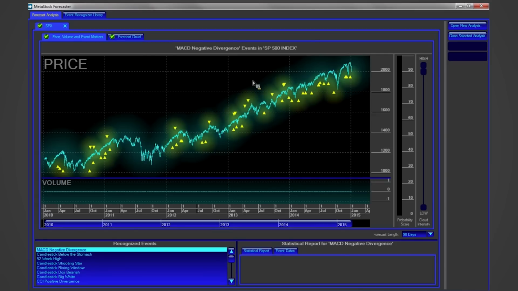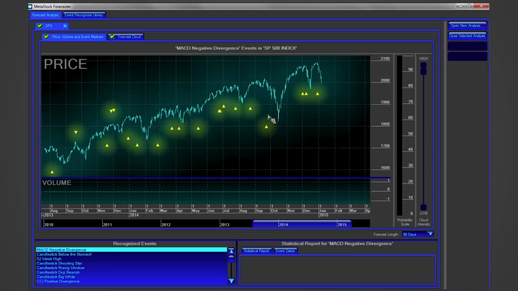So in this example right here, I'm looking at the .SPX, or the S&P 500 index. What this does down here is it looks at different technical signals. Right now it's looking at a MACD negative divergence. Let's zoom in here a little bit. These arrows right here are not buy and sell arrows. This is not like the expert advisor. It's not telling me to buy and sell here.